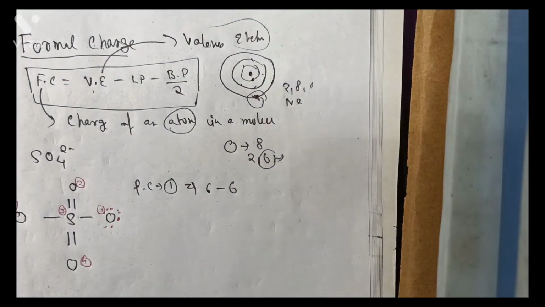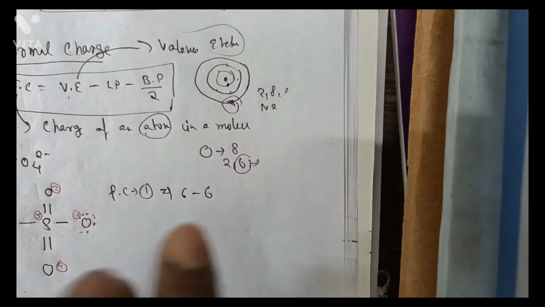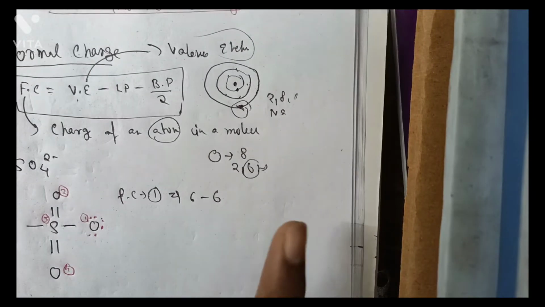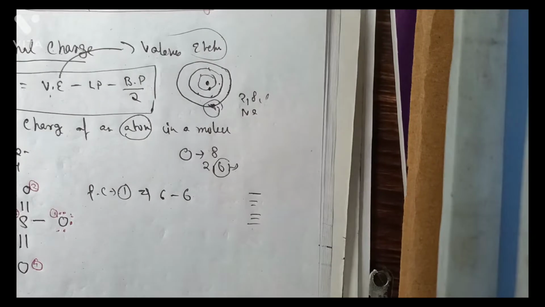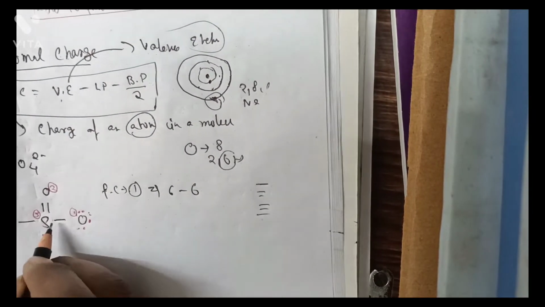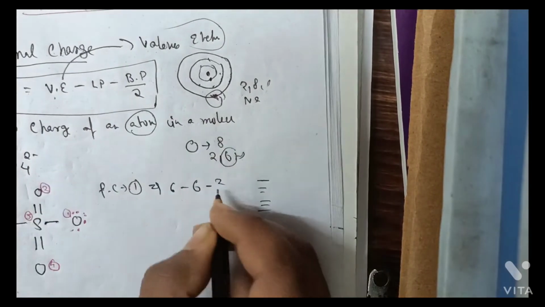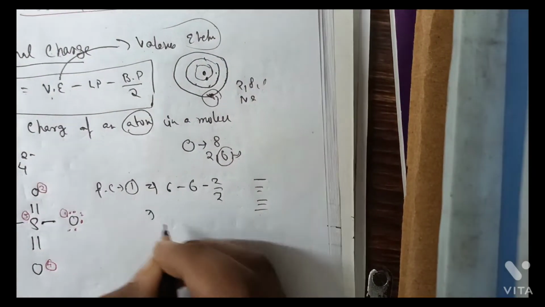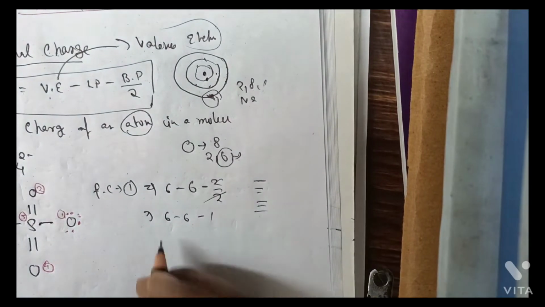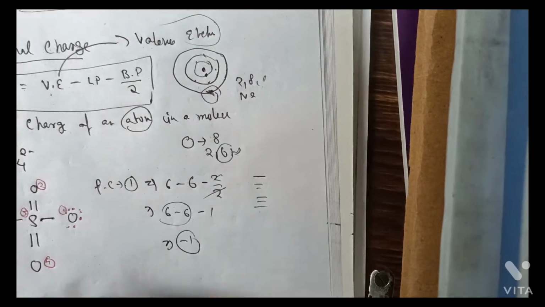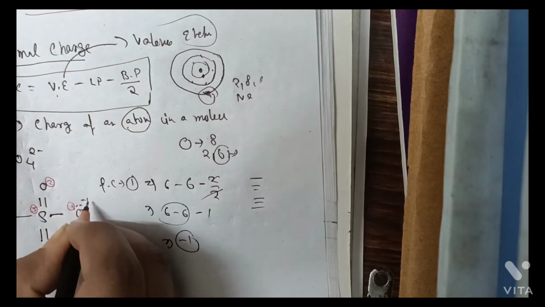Now the bond pair electrons. Bond pair electrons are the electrons which are taking part in the bond. There are 2 electrons present in one bond: 1 bond 2 electrons, 2 bonds 4 electrons, 3 bonds 6 electrons. Here there is 1 bond present, which means 2 electrons are making the bond, so bond pair electron is 2 by 2. So this is 6 minus 6 minus 1, which equals minus 1. The charge on atom number 1, the oxygen, is minus 1.